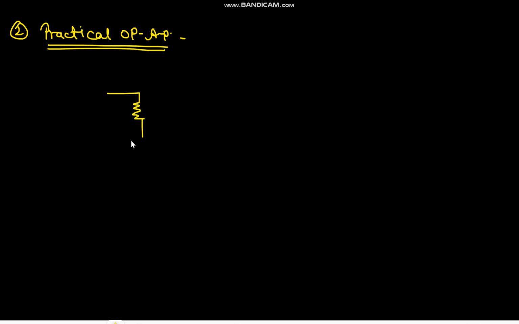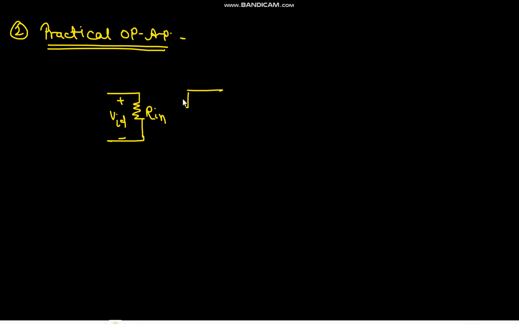So in actual, for a practical op amp, the frequency response is the same as a low pass filter. Why? Let's see. First we will draw the internal structure of a practical op amp. So it is something like this, right? This is R in. What I can write? I can write VID here, right? The difference voltage.